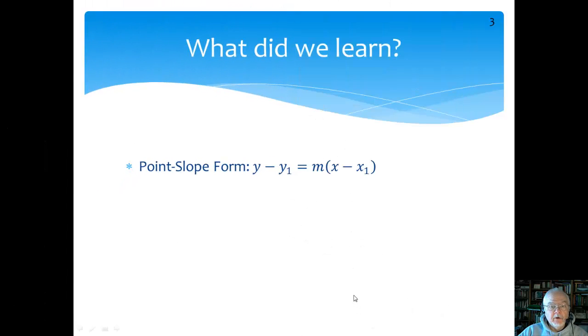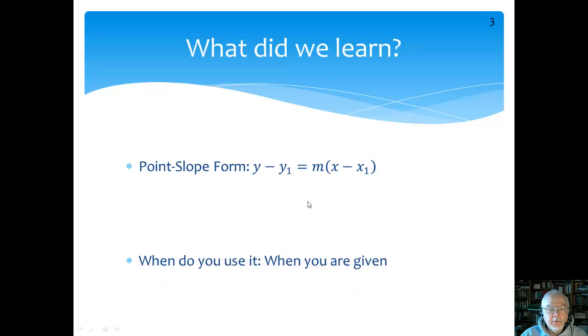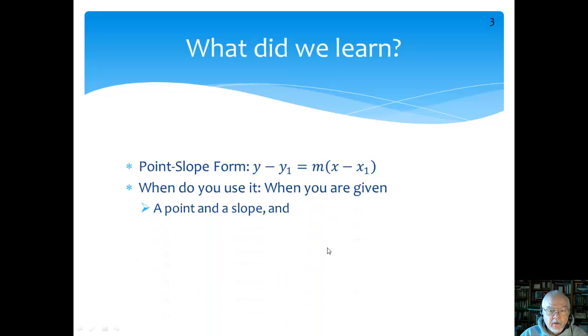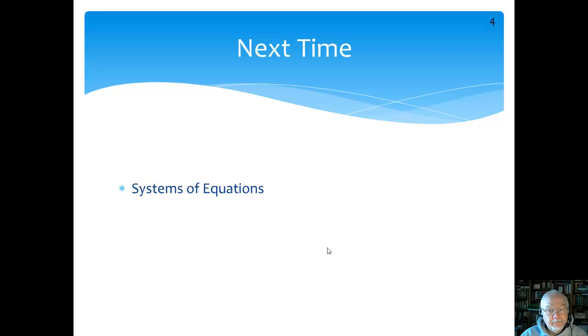Okay, so what did we learn? We learned the point-slope form of the equation, which is y minus y1 equals m times the quantity x minus x1. x1 and y1 represent a point that's given, and m represents the slope that's given. So when do you use this? Well, obviously when you're given a point and a slope, and you're asked for the equation of the line.